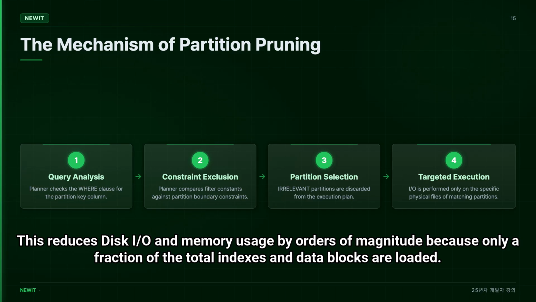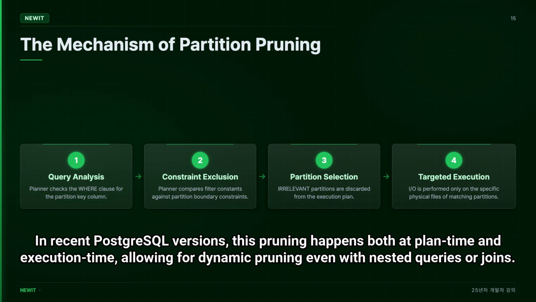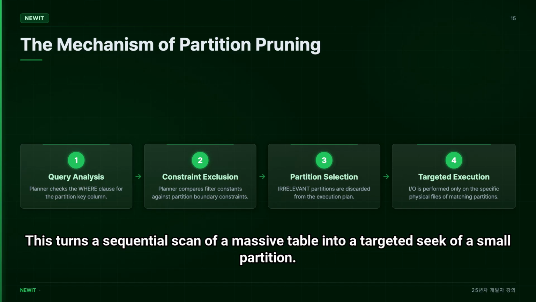This reduces disk I/O and memory usage by orders of magnitude because only a fraction of the total indexes and data blocks are loaded. In recent PostgreSQL versions, this pruning happens both at plan time and execution time, allowing for dynamic pruning even with nested queries or joins. This turns a sequential scan of a massive table into a targeted seek of a small partition.